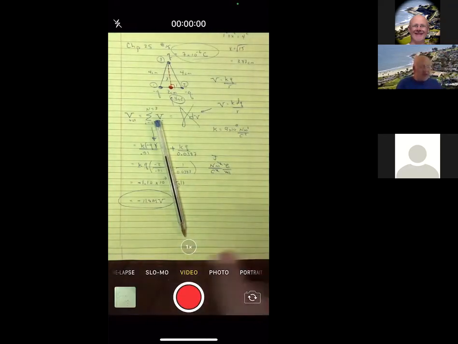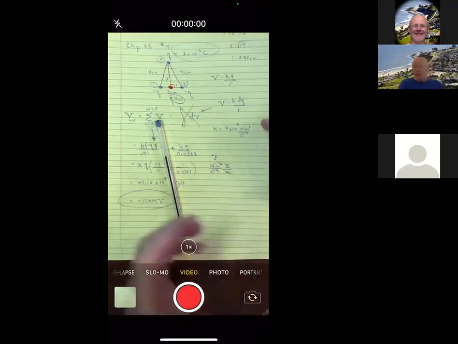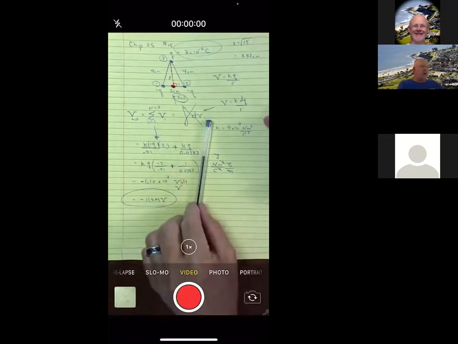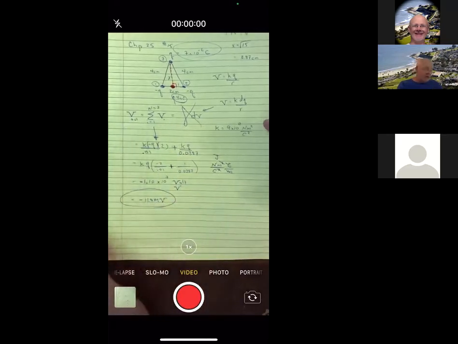So this is paralleling that, exactly like we did with gravity. We have potential energy, we have electrical energy. And just like we did gravitational force, we have also electrical force.